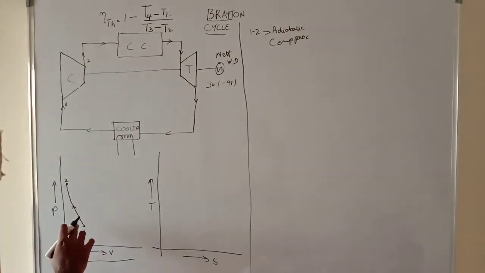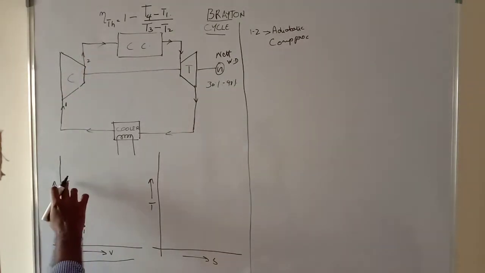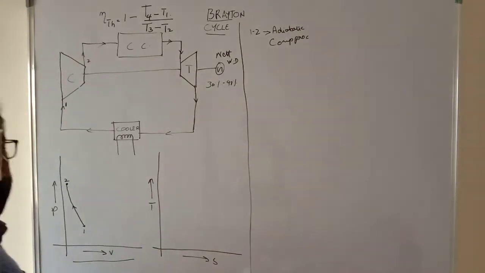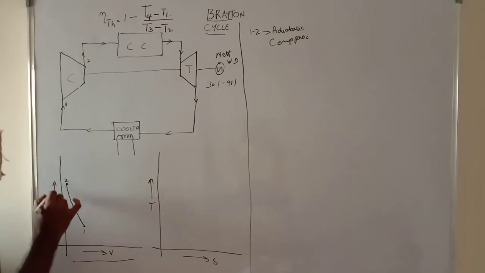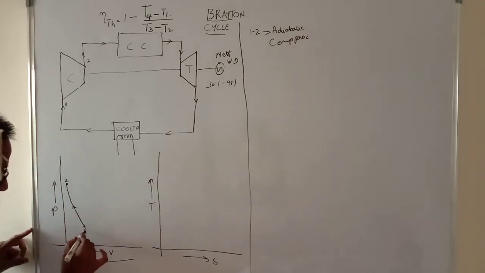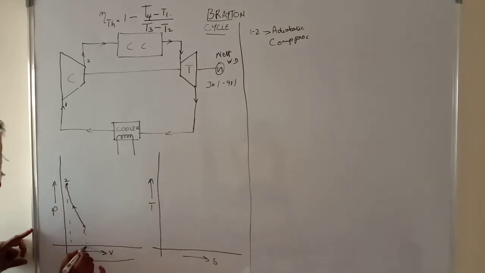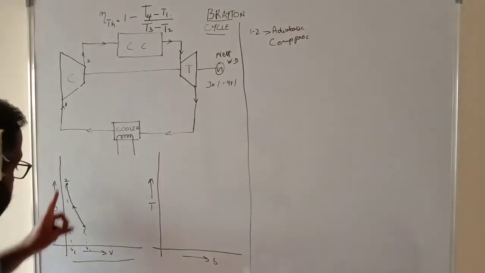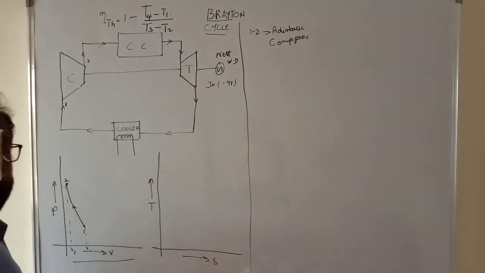Now as you can see, when the pressure increases, the volume of the air decreases. Here the x-axis is V and the y-axis is pressure. So as you can see, the volume has decreased from point 1 to 2. You can see that the volume initially was so much, now it has decreased to V2.